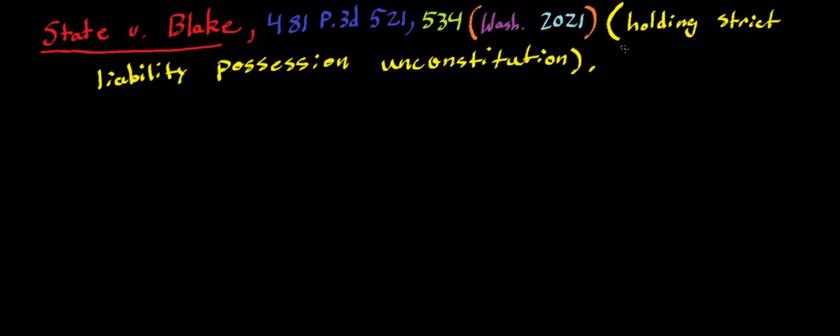And so this parenthetical tells us that this case, State v. Blake, held that strict liability possession was unconstitutional. I realize I misspelled unconstitutional. Unconstitutional, close parenthesis, period. Holding strict liability possession unconstitutional. Okay, so that's what Blake held. Now, notice in this parenthetical that I have started with the word holding. So if you're doing a parenthetical this way, traditionally you want to start with an ing verb. So holding, citing, adjudicating, something of that nature, an ing word. If you don't want to do that, then there is another option.